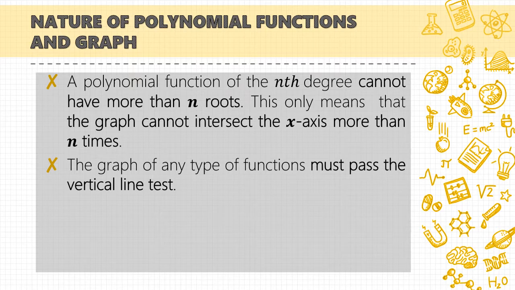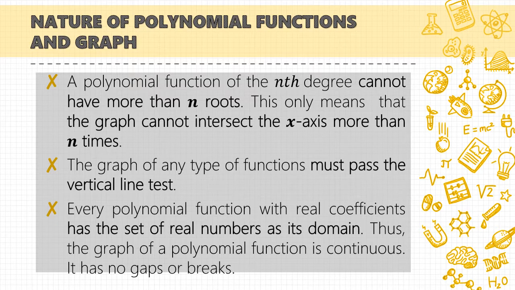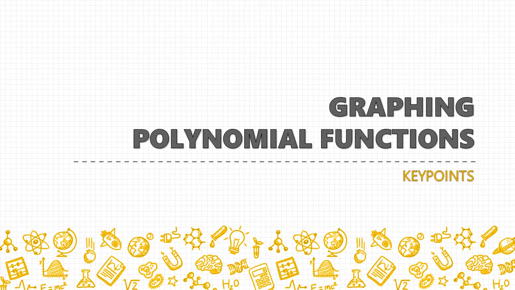Last, every polynomial function with real coefficients has the set of real numbers as its domain. Thus, the graph of a polynomial function is continuous. It has no gaps or breaks. At this point, we will be discussing the key points that are needed in describing and interpreting the graph of polynomial functions.